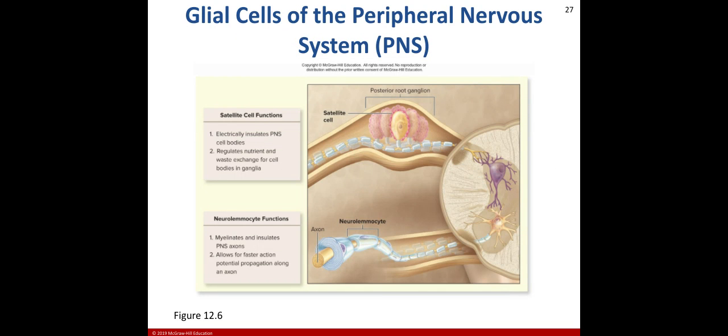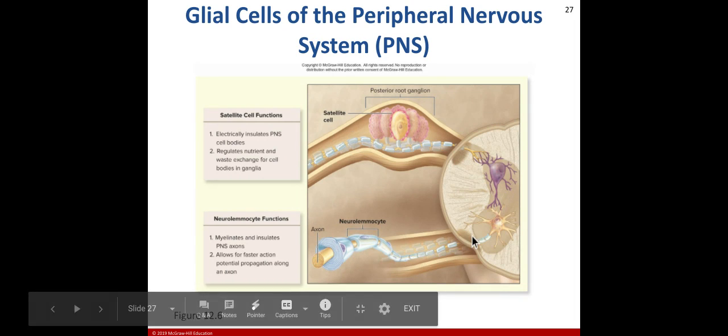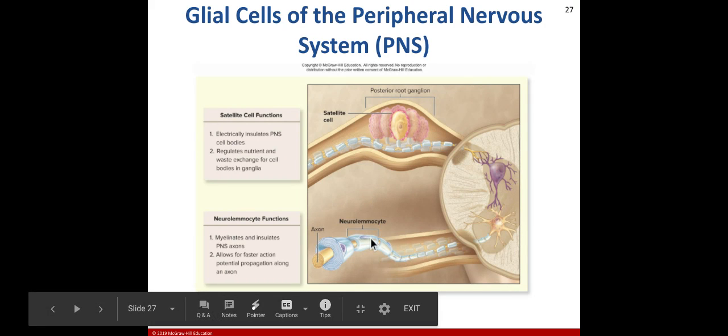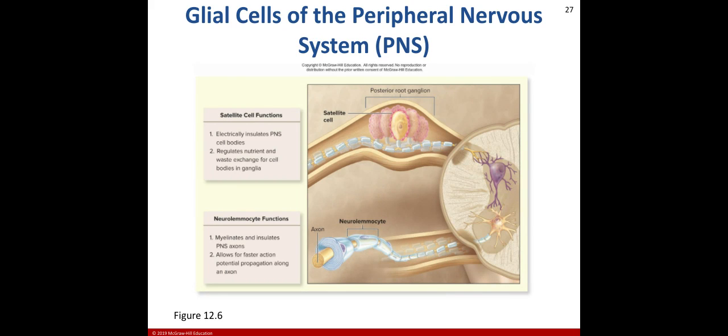So that's here where you've got, again, what we've been calling our axons. We've got our dendrite and cell body here. Here's our interneuron. Okay, so we've got satellite cells here that are insulating the cell bodies and regulating what nutrients come in and out. And then we've got the Schwann cells here wrapping around, insulating to allow for faster propagation of that signal.